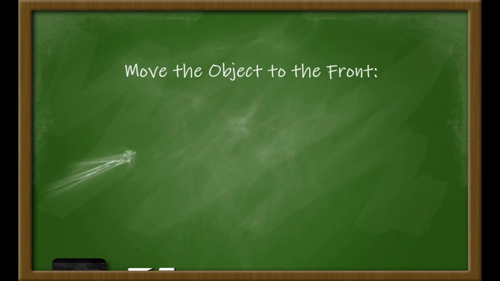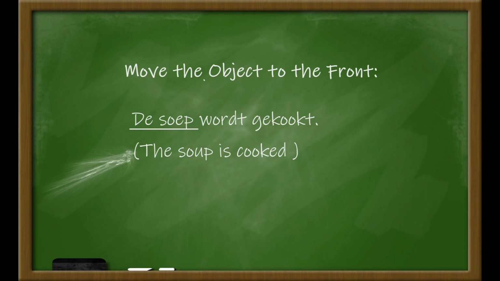Move the object to the front. In the passive voice, the object becomes the subject of the sentence. Place the object at the beginning of the sentence. Using the same example, the soup will become the subject.